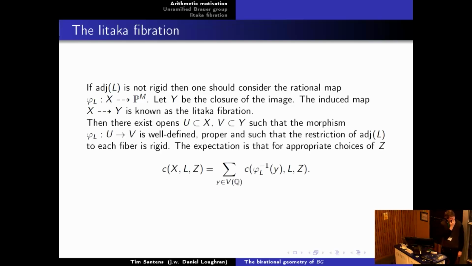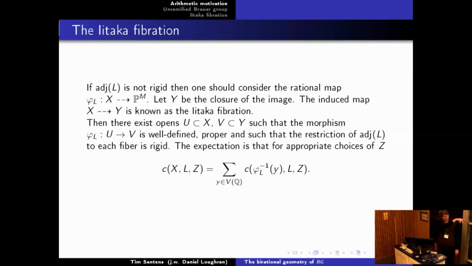And what you should then do is pick opens U in X and V in Y such that the morphism from U to V is well defined, not just a rational map, it's an actual morphism. It's also proper, and you should also assume that the restriction of the adjoint divisor to each fiber is rigid. So this is possible to do. And you should maybe make V even slightly more tiny in some cases.